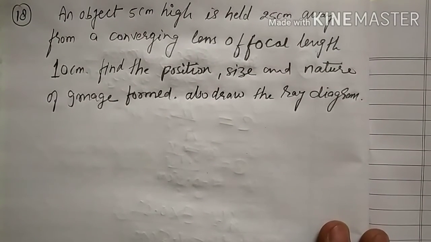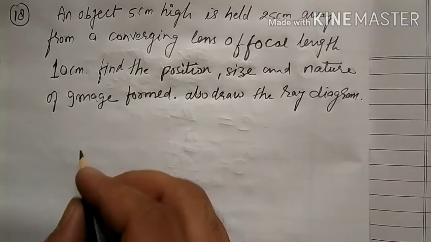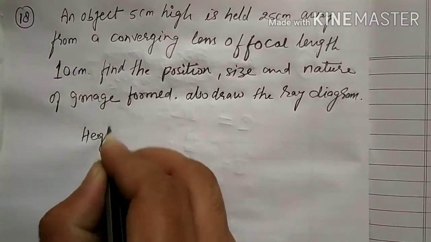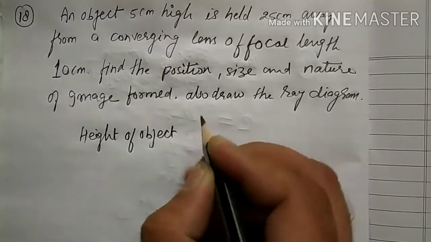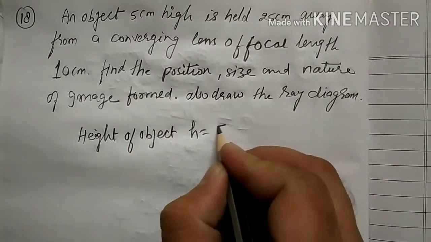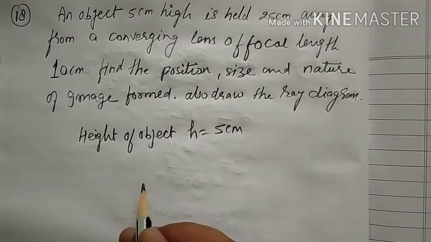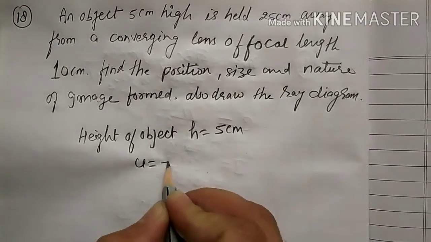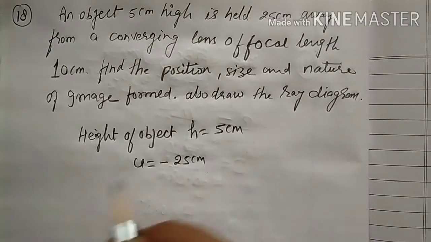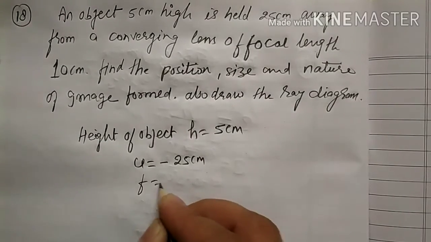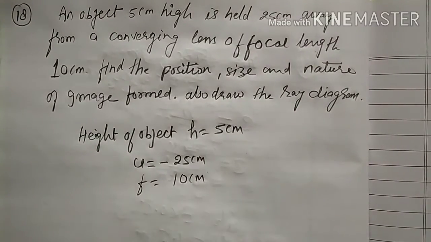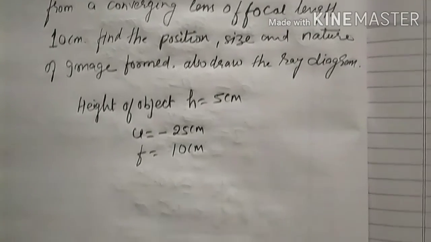They are saying that the height of the object is mentioned. Height of object h equals 5 centimeter, and the object is lying in front of the lens at 25 centimeter. So u is equal to minus 25 centimeter, and they are saying it is a converging lens. Focal length is equal to 10 centimeter. So we'll apply the lens formula first.